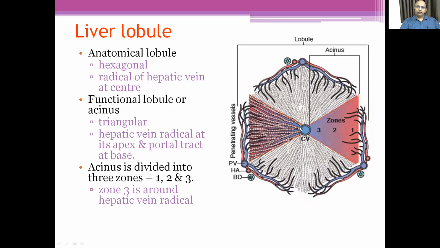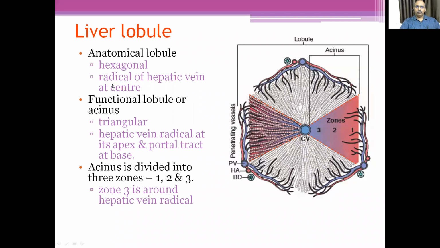In between the central vein and the portal triads, the hepatocytes or liver cells are arranged in the form of trabeculae. Trabecula means a linear rod-shaped structure. The liver cells are arranged in the form of anastomosing trabeculae. This anatomical lobule is almost 1 to 2 mm in size. It is a hexagonal lobule with a central hepatic vein, as we discussed.